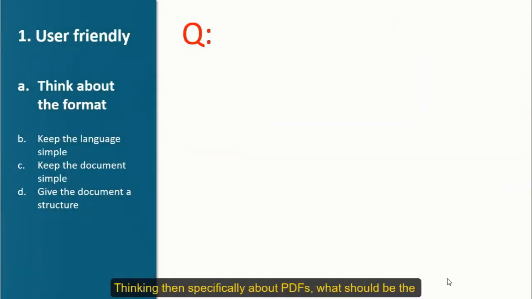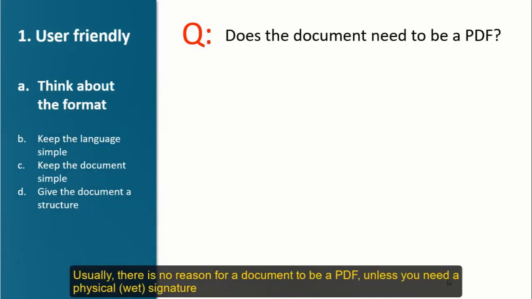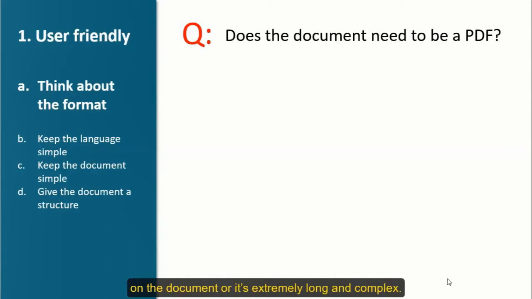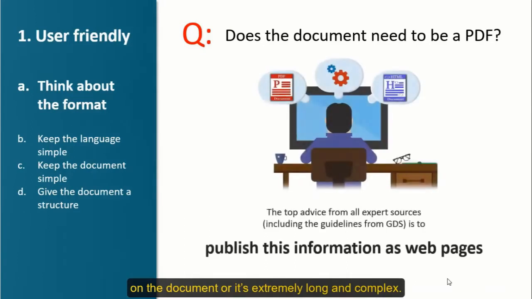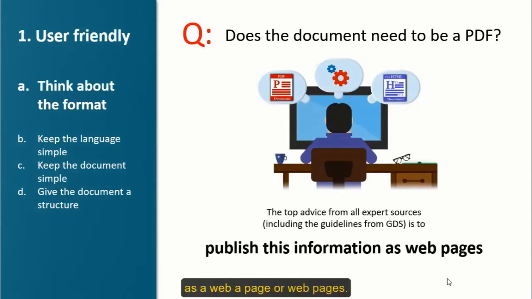Thinking then specifically about PDFs, what should be the very first question we ask ourselves? Does the document need to be a PDF? Usually there's no reason for a document to be a PDF unless you need a physical, like a wet signature on the document, or if it's extremely long and complex. The top advice from all expert sources is to publish this information as a web page or web pages.